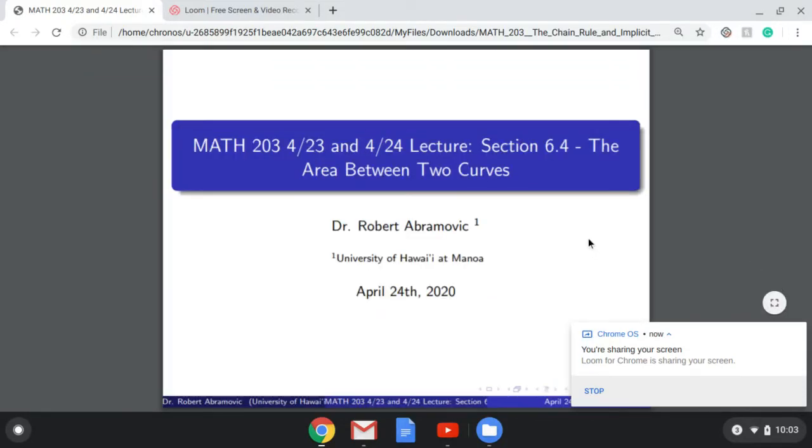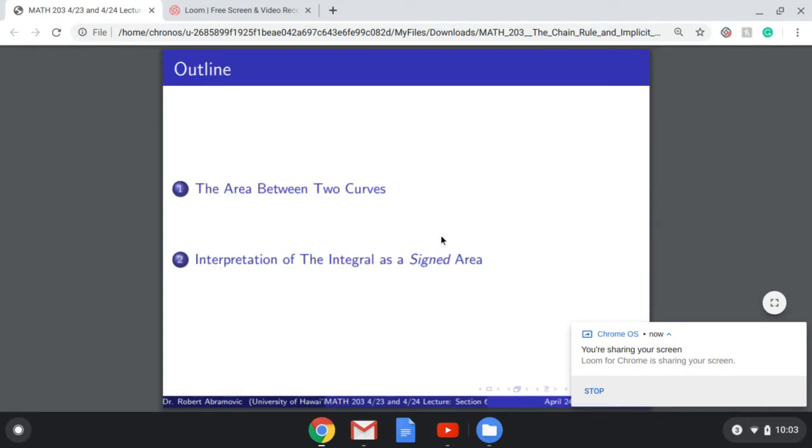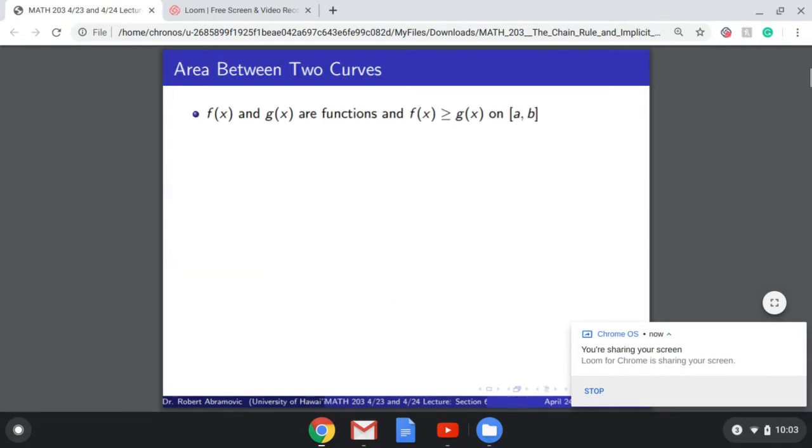Hello, welcome to today's lecture on section 6.4, the area between two curves. So we'll see in today's lecture how to compute the area between two curves and how that also relates to the interpretation of a definite integral as a signed area.